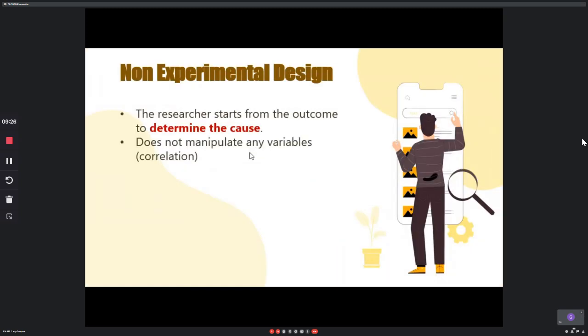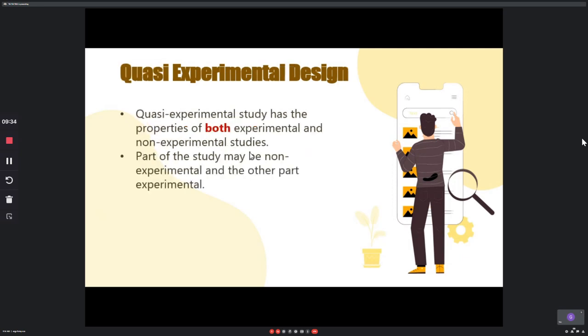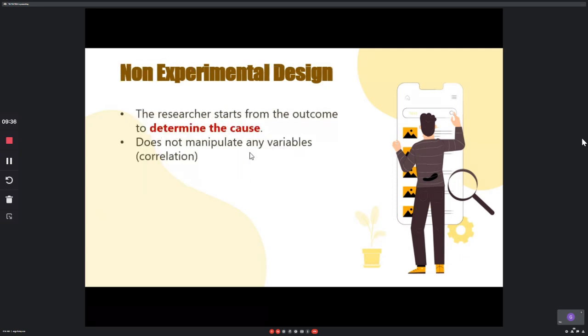We're going to start from the outcome to determine the cause. So we do not actually manipulate any variables. For example, you have the result already and you want to determine what the cause is. That is non-experimental design. You have all the data, and we want to find out which variables actually affect academic performance, for example.